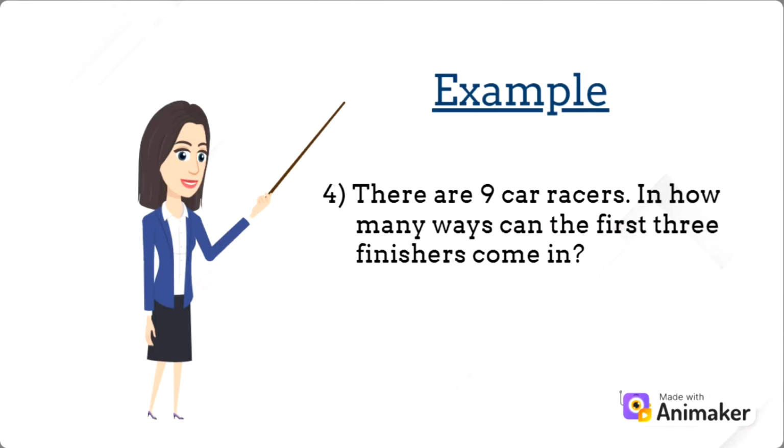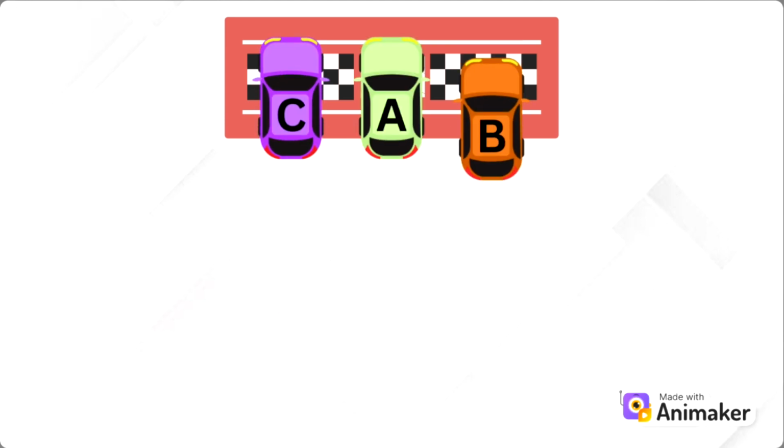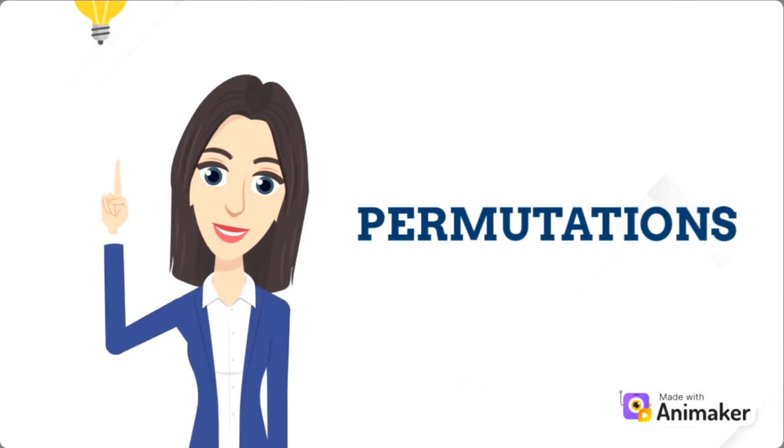Example number 4. There are 9 car racers. In how many ways can the first 3 finishers come in? Analyzing the given problem, we can consider car A, B, and C finishing in that order. Now, consider those same car racers finishing in the order C, A, B. This is a different order of finishers. So, we see that the order makes a difference. So, we're dealing with permutations.